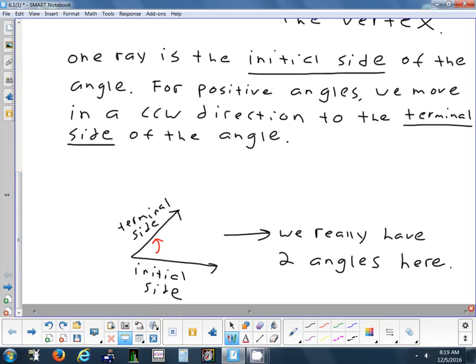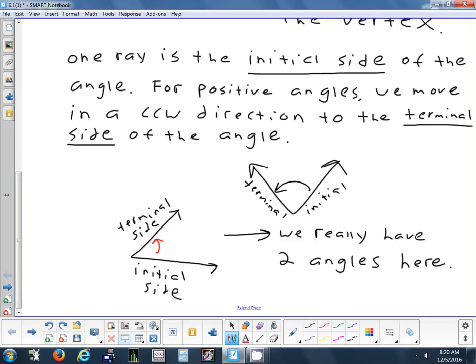Okay, so in this example, that's my initial side, the one that's almost horizontal, and the terminal side is the one that's coming up at an angle. Okay, if I drew something like this, the rotation again, you start at one side, you rotate counterclockwise to the other. This would be the initial, and this would be the terminal. Okay, any questions on that?